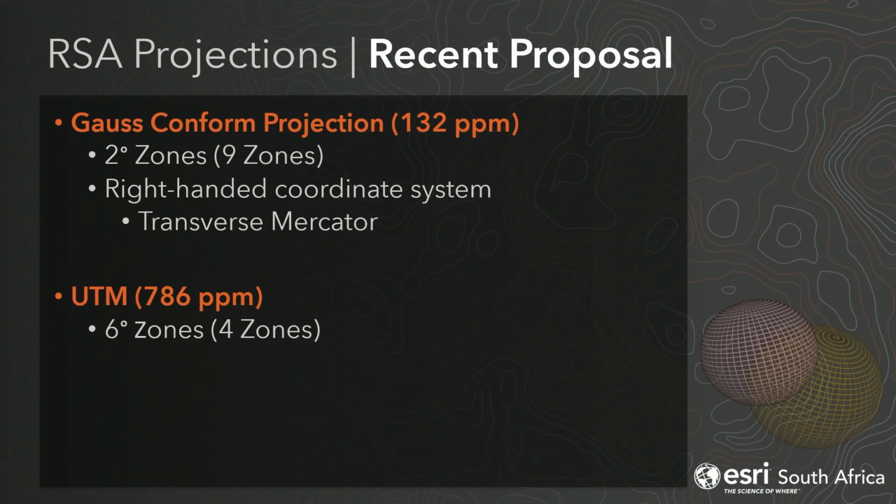If we wanted to go to UTM and use the 6 zones, or say 6 degree zones or 4 zones, you'll see that the error goes up to 786 parts per meter. So there's definitely something you're losing when you open up the zones using the UTM.